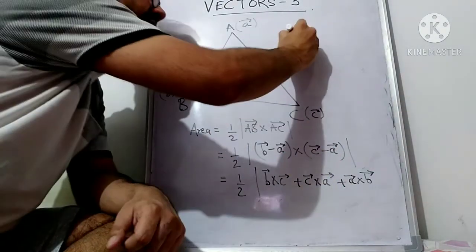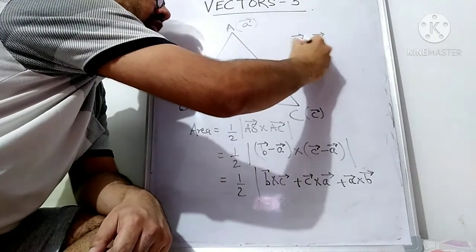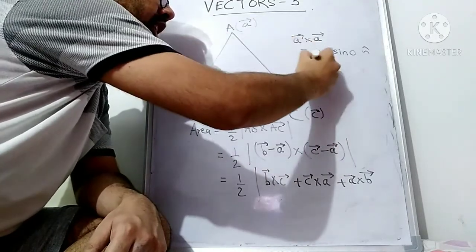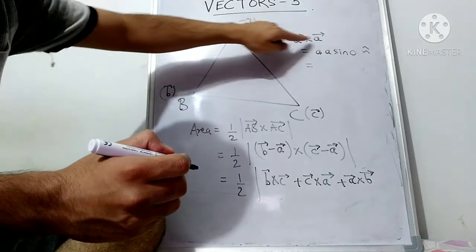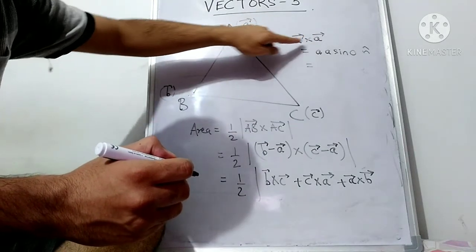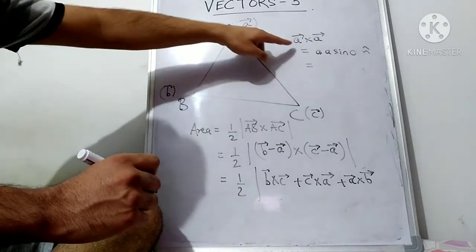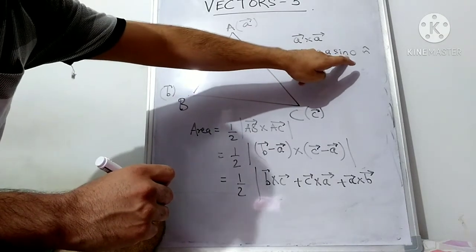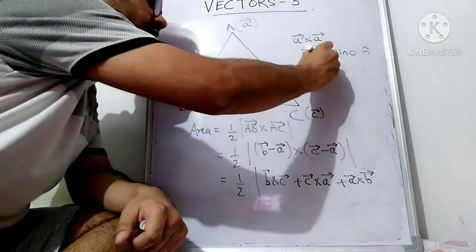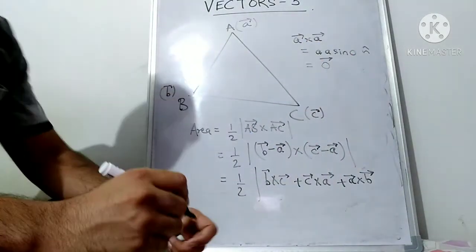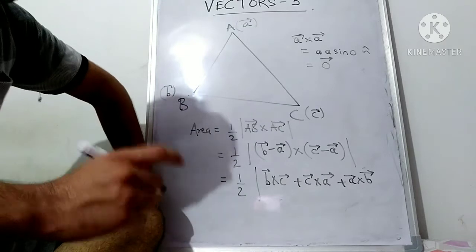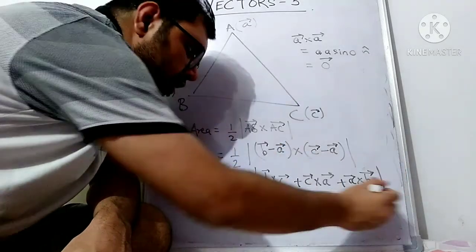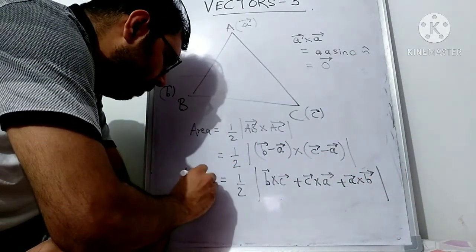A cross A, I can write as A into sine of 0 into n cap, because I am taking the cross product of the same vectors, so the angle between them is obviously 0. And sine 0 we already know is 0. So always remember, when you are taking the cross product of the same vectors or of parallel vectors, the result is the 0 vector. So A cross A will come out to be 0. So we are left with this as the final expression for area. This is also an important formula.